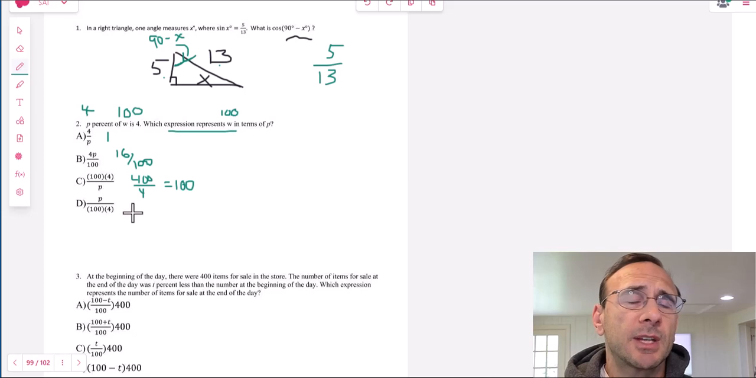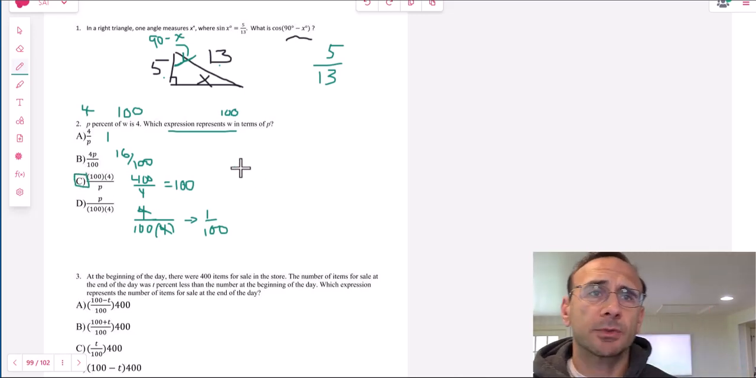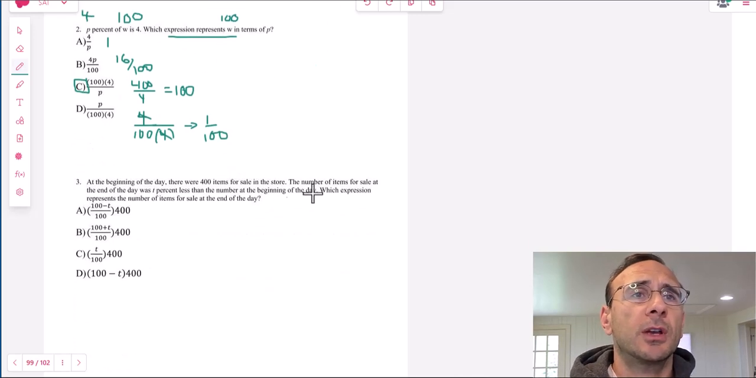When you plug in numbers, definitely be in the habit of checking the other answers, even if you find one that works, because on some problems there could be multiple answers that work for the number you use. But when you use another number, only one still works. So that's why it's C. So again, we're translating these problems with our own numbers.